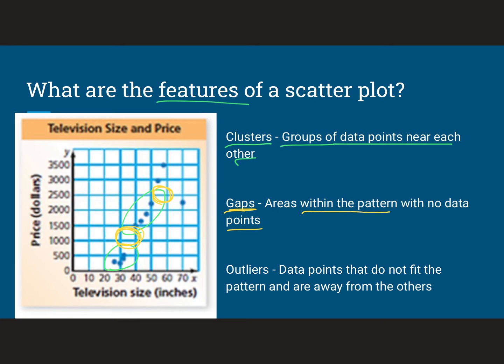Finally, scatter plots can have outliers. Outliers are data points that do not fit the pattern and are away from the others. So this would be an outlier. You can see we have our clusters, we have gaps, and we have outliers.